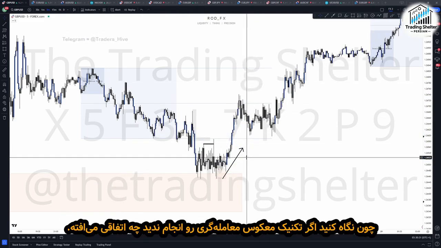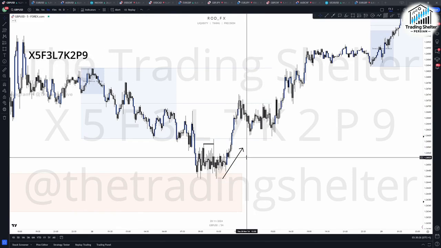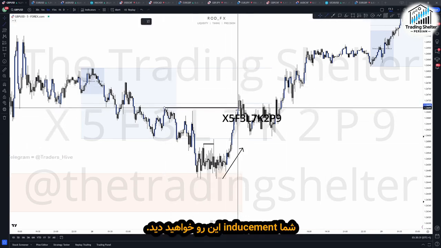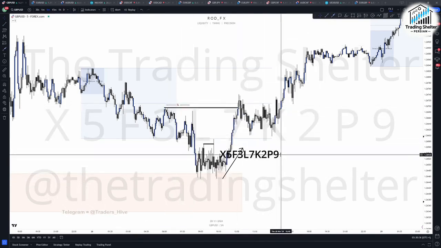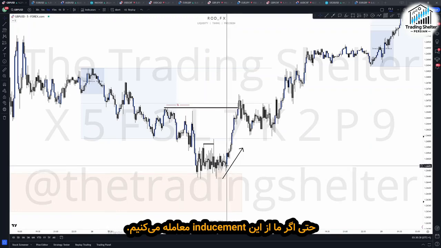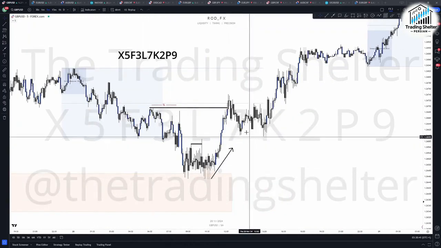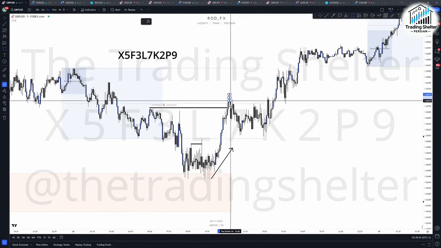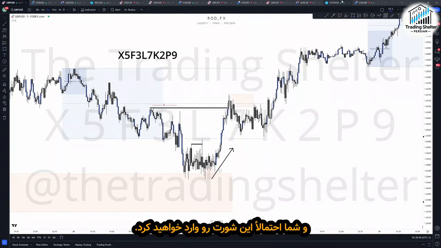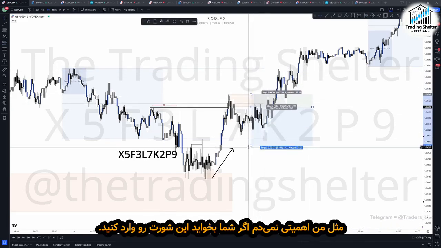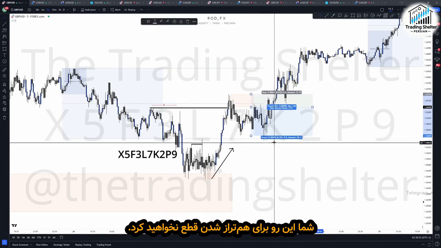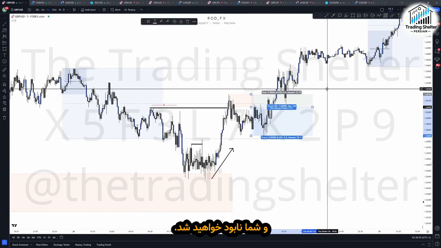Because look at what happens if you don't do the reverse trading technique. You will see an inducement of this. You will think that there's relevant liquidity here, even though we're trading away from this inducement and this mitigation here. You will try to short from here, and you will potentially enter the short. I don't mind if you want to enter the short. You will not close this to break even, and you will be destroyed.